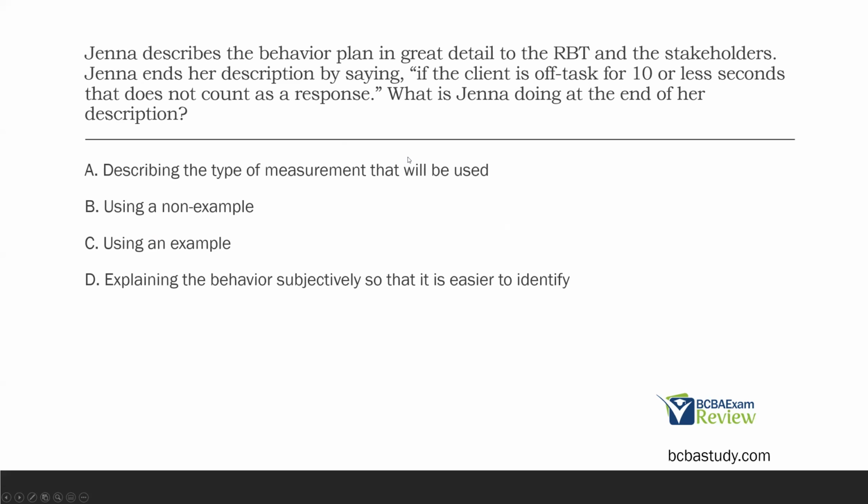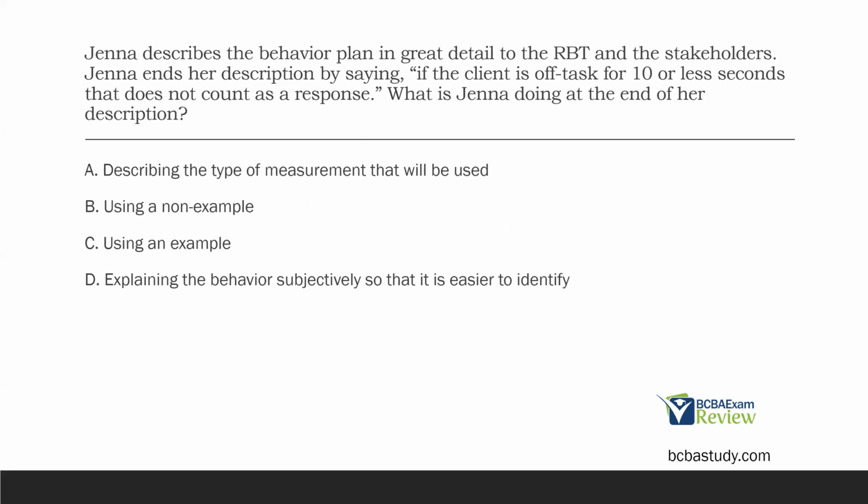When you get a long question with a lot of detail, identify the important parts. So what does Jenna do at the end of her description? She says, if the client is off task for 10 or less seconds, that does not count as a response. Okay, so that's important. So what is she doing? A, describing the type of measurement that will be used.